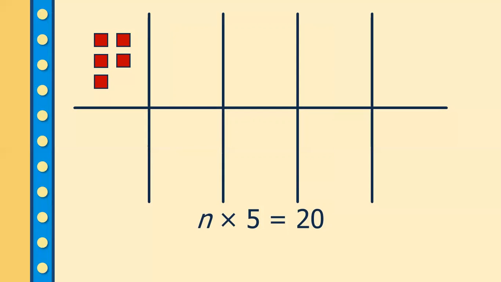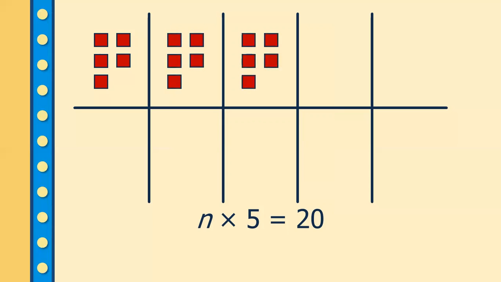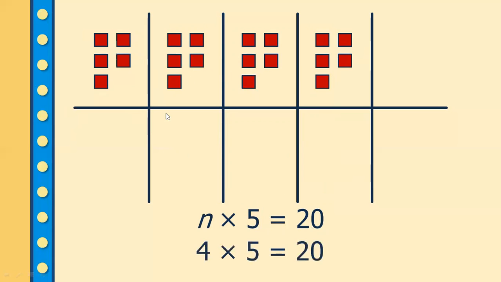All right, so we're going to count by 5s. 5, 10, 15, 20. See, here we have 4 sets with 5 blocks in each set. That equals 20. So did you see how we did that? We just kept counting by the number over here until we got to 20. So we know that our missing number is 4. We need to have 4 sets of 5 in order to make 20.